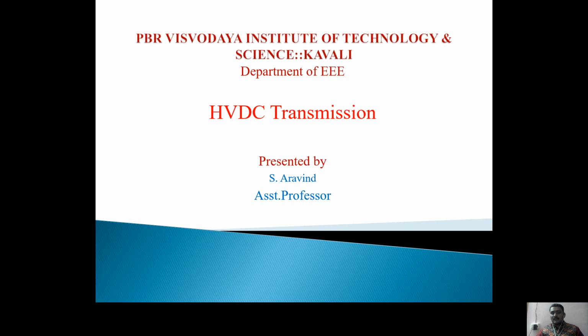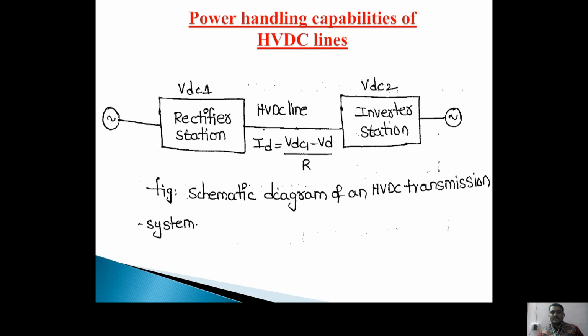Okay, and now in this class I'm going to discuss the power handling capabilities of an HVDC line. Firstly, I will start with the diagram. This is the schematic diagram of an HVDC transmission system. Here, I am taking the sending and receiving ends as AC transmission, and in between those two, I am using an HVDC line.